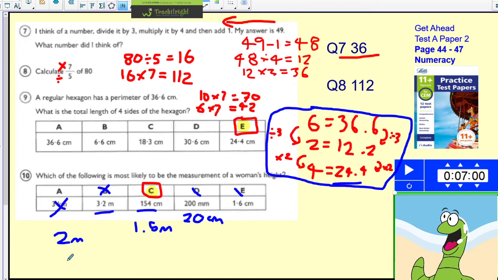Maybe I would actually change that. Maybe I would say a doorway is about 2 meters, and I would say that a normal ceiling is about 2 meters and sort of 20 centimeters. Sorry, 2 meters and 20 centimeters, so 2.2 meters is about the height of a roof, of a ceiling.